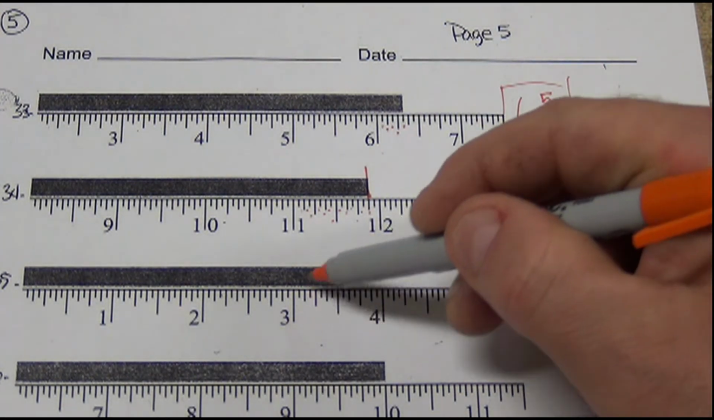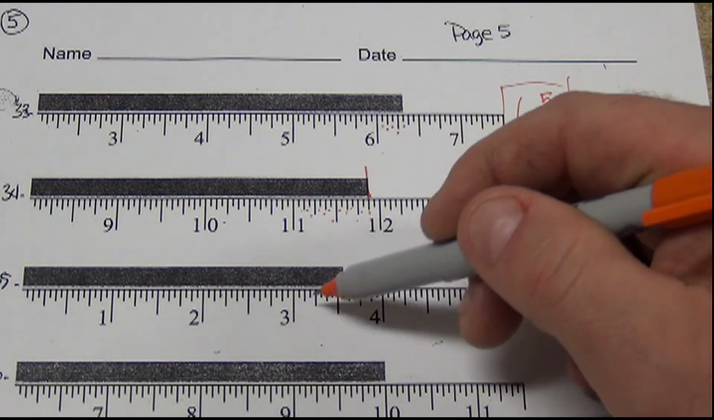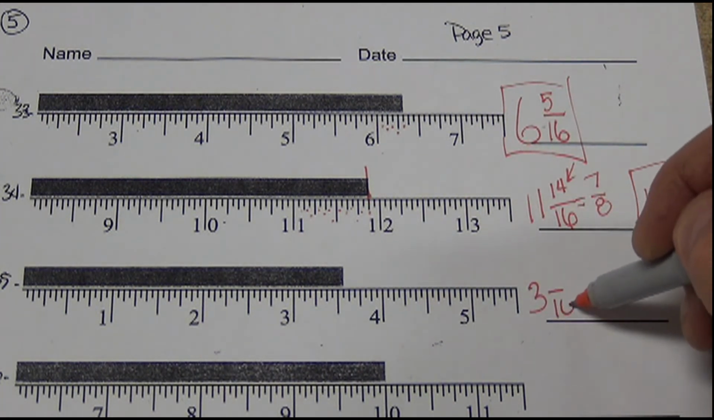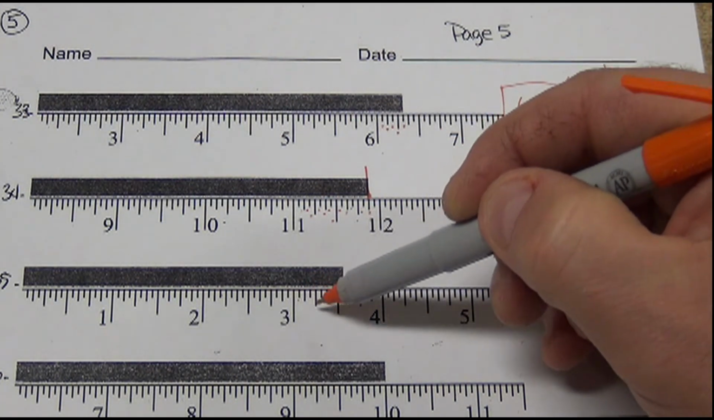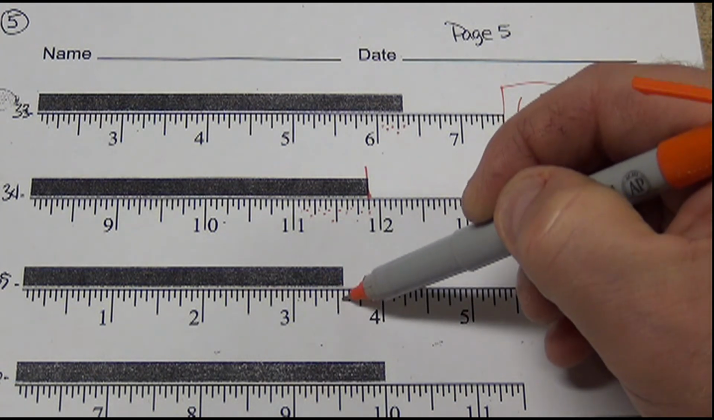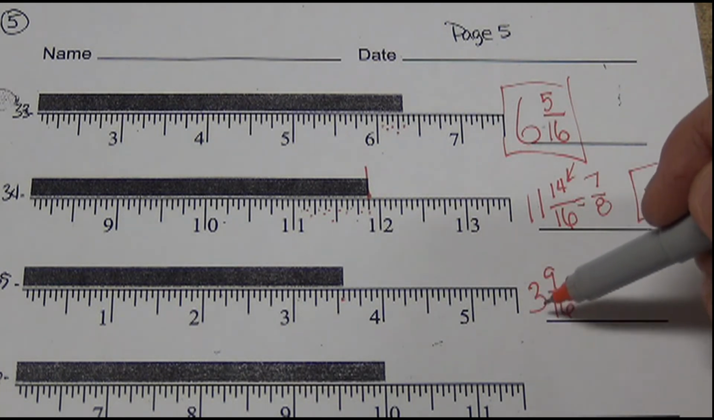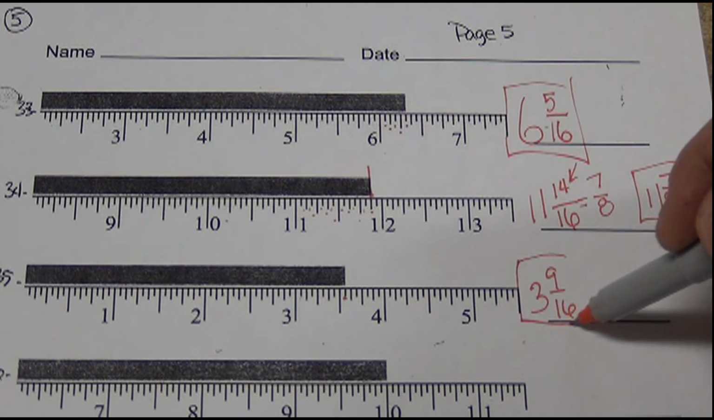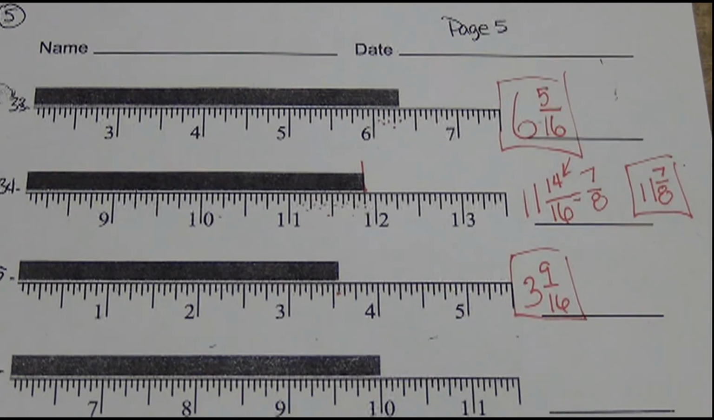This bar falls in between the 3 and the 4. We have 3 whole inches, but we did not have 4 yet. So we write 3 down as our whole number. 16 goes on the bottom, and then we count to find our numerator. We count 1, 2, 3, 4, 5, 6, 7, 8, and 9. We write 9 above 16, and we determine that 9 is an odd number, therefore we do not have to reduce it. This measurement is 3 and 9/16. Let's do another.